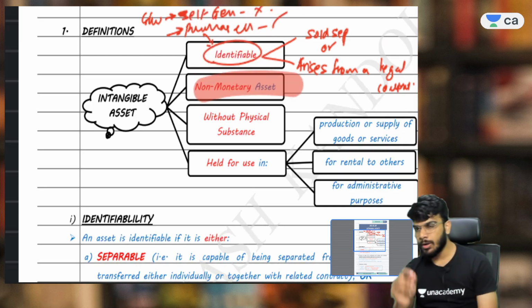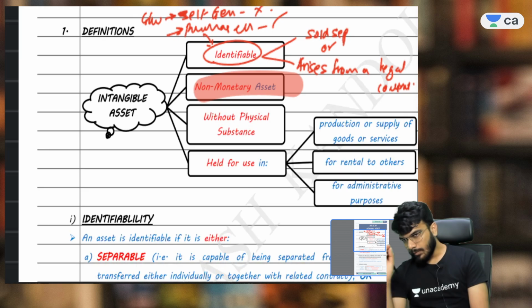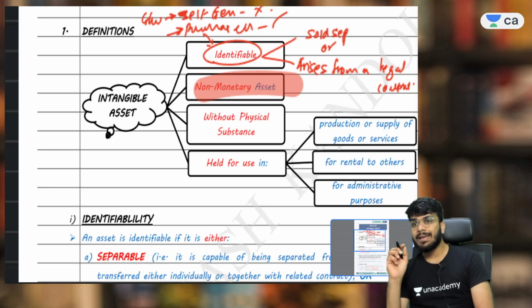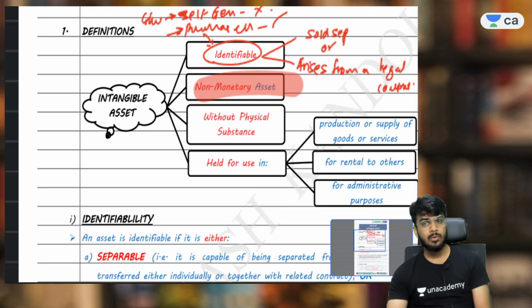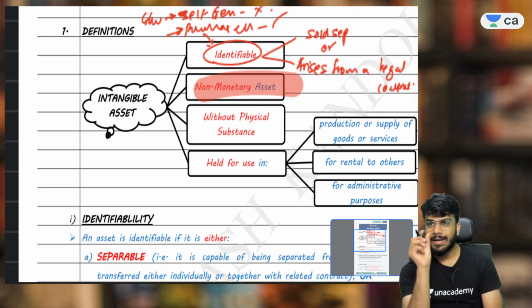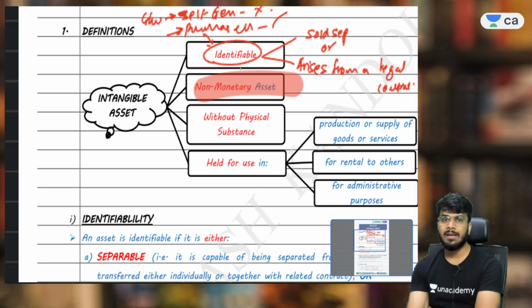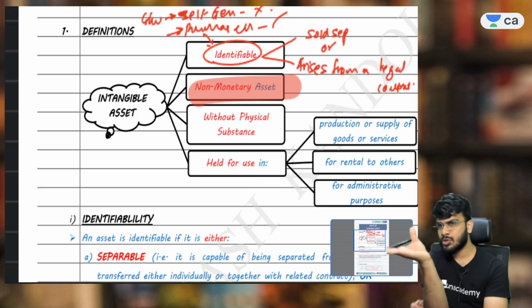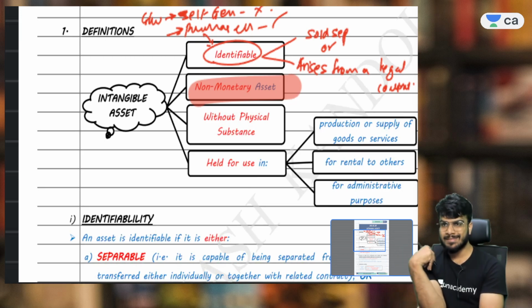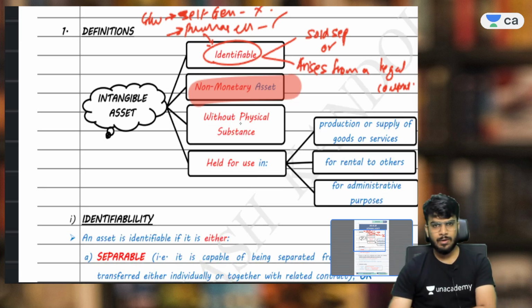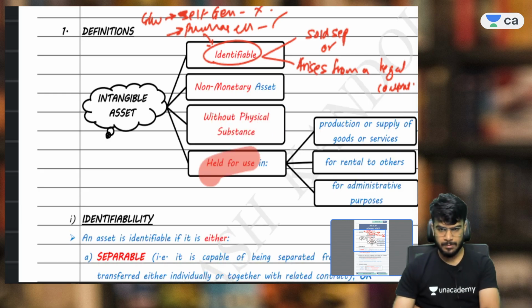Identifiable, non-monetary. Non-monetary means any asset which cannot be realized in fixed and determinable amounts. Let's say you record an intangible at 10 crores. That does not mean that you will be able to recover 10 crores by selling it, right? So if it is not realizable into currency in fixed and determinable amounts, it is a non-monetary asset. Sir, what is the example of a monetary asset? Trade receivable. If it is shown at 1 crore, that means you are going to receive 1 crore from a party, right? Of course, we know the meaning of without physical substance and held for use.